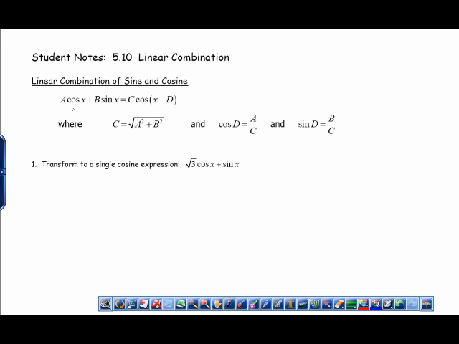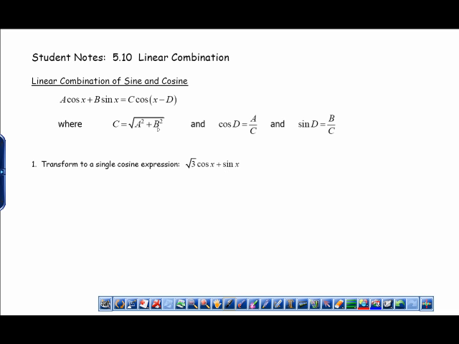So a cosine x plus b sine x is equal to c cosine x minus d. What this means is we can have a cosine added to a sine with different amplitudes equal another cosine with a different amplitude with also a horizontal shift. That's graphically what we're doing here. Now notice that there are four unknowns. What you're going to be given is the left-hand side of this equation, and so you're essentially going to be given an a and a b value.